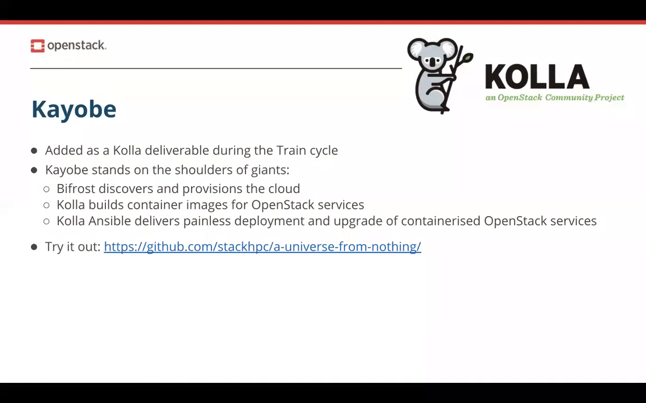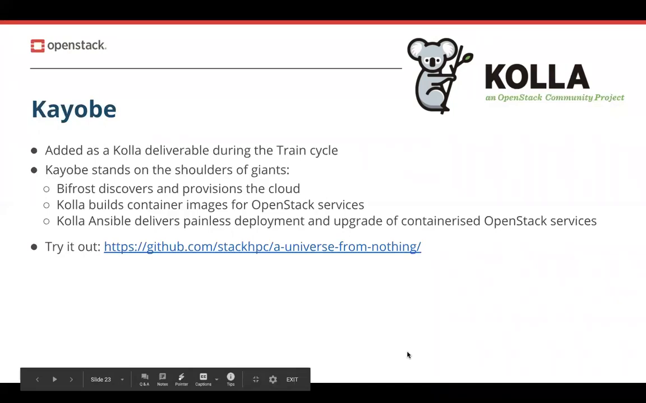Kolla Ansible focuses on deploying the Kolla containers to a set of hosts, and what Kayobi adds to this is the from-zero provisioning of the cloud, and it uses Bifrost and Ironic to do that. So we get all of the nice features of Ironic in a fairly minimal provisioning environment under Bifrost. We can do automatic discovery, hardware provisioning of those servers, and then loop in Kolla Ansible to deploy containers to them. And you can try that project out at this Universe from Nothing project here. Hopefully the slides will be made available so you can grab the link.